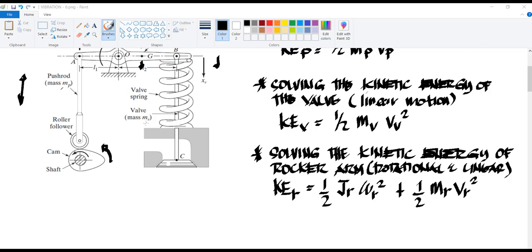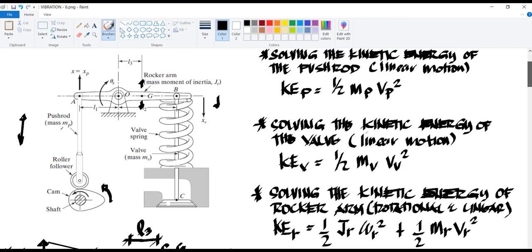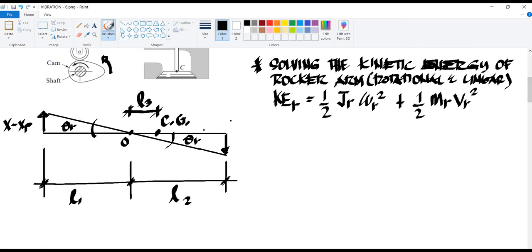And we can interpret the movement of the rocker arm. So I will be drawing a line here to interpret the motion. So it's like this. So we have here the representation of movement of the rocker arm. It is displaced by angle theta r, and also the same here, that is opposite. Then we have the center of gravity, which has a length L3, and we have L1, the length from the center to the movement of the push rod, and L2 from the center to the movement of the bulb.